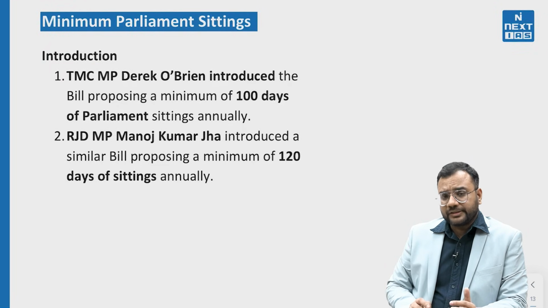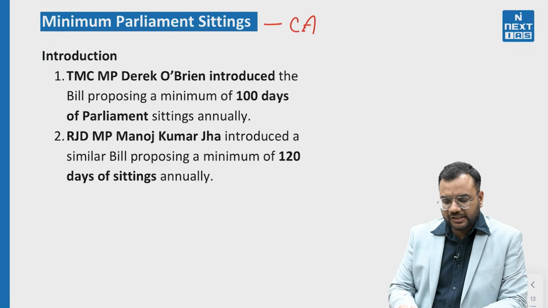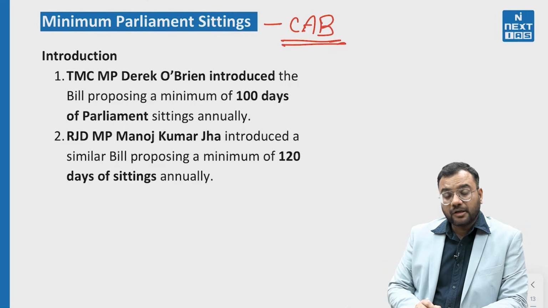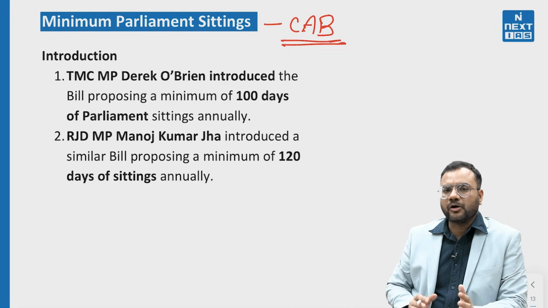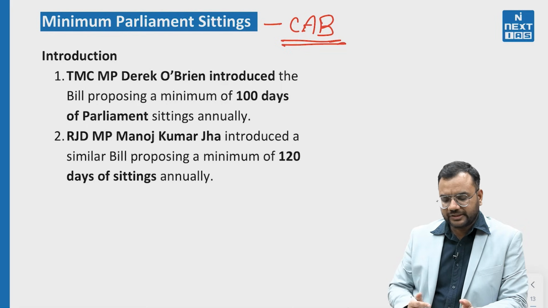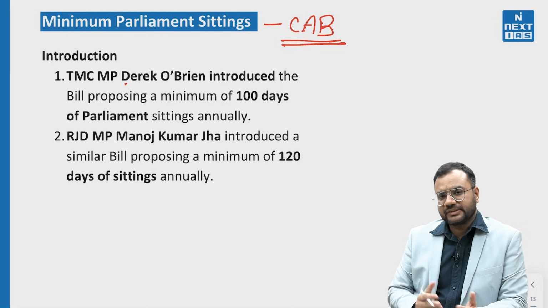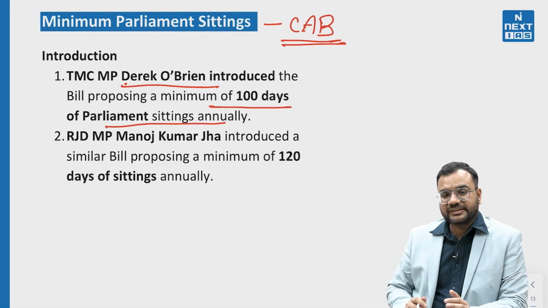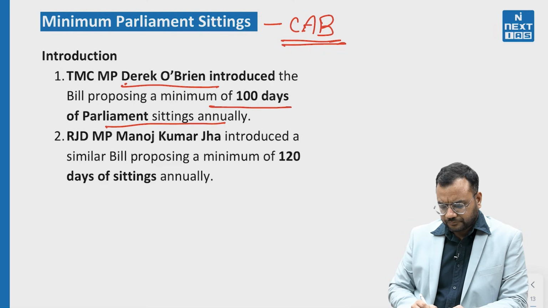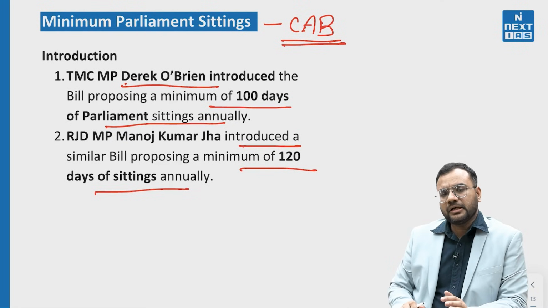Then there is also a constitutional amendment bill proposed for minimum parliamentary sittings. In our country, there is no provision on the minimum number of days Parliament should sit. For that, TMC MP, that is Trinamool Congress MP, Derek O'Brien has introduced this bill and proposed that a minimum of 100 days of parliament sitting should be there annually. Also, RJD MP Manoj Kumar Jha has introduced a similar bill which proposed 120 days of sitting per year.